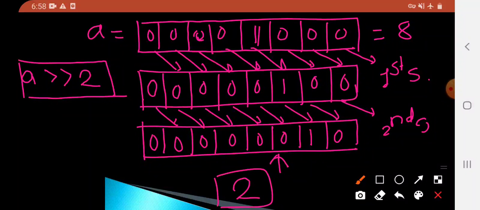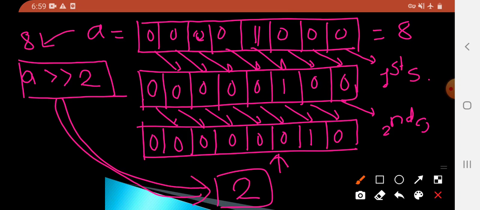After applying the right shift operator on a having value 8, after shifting right 2 times, you get the result 2 here. That is your final result, 2. In the previous case the result was 4, and in this case the result is 2. So in this way the shift operators work on bits only. So first internally convert your integer number into binary format and then apply the operations. So this is the operation of the left and right shift operators.